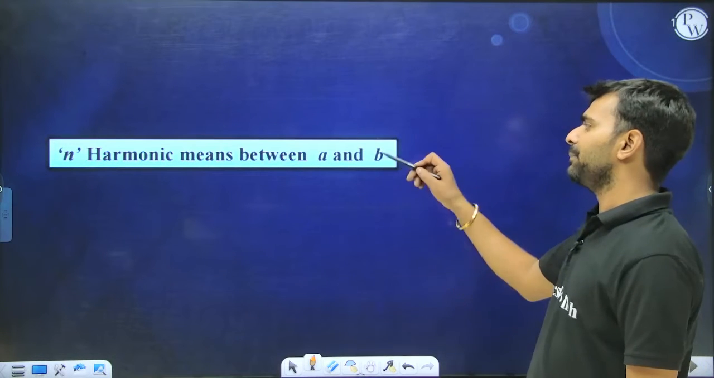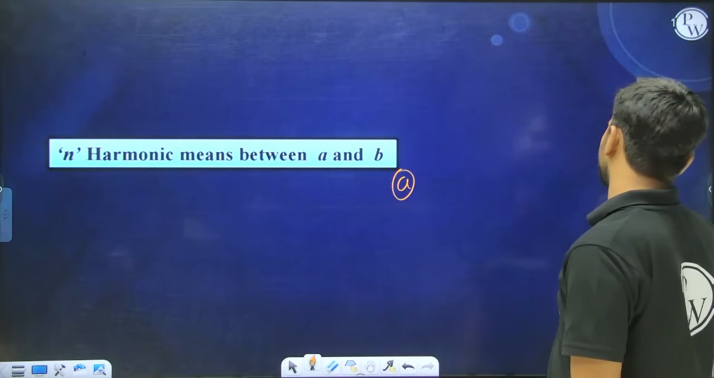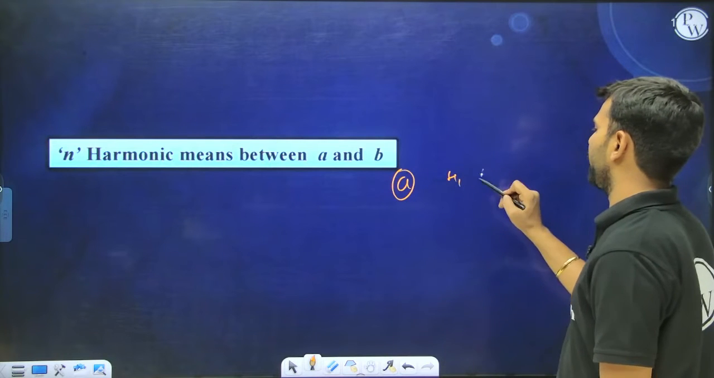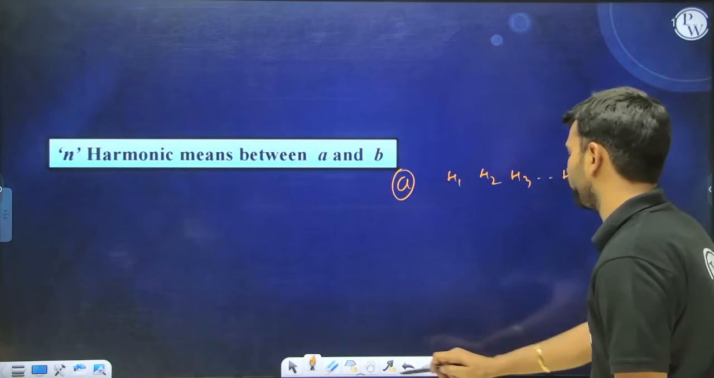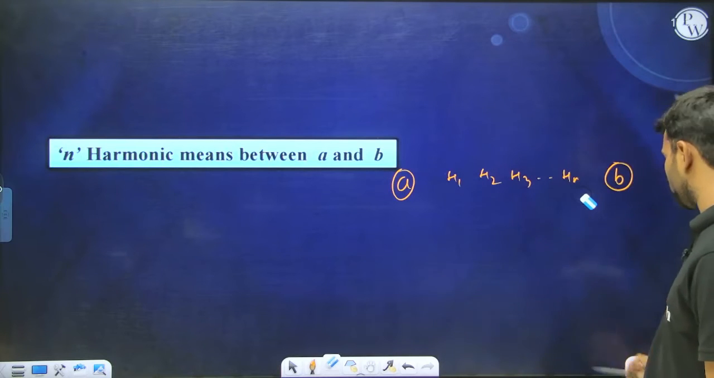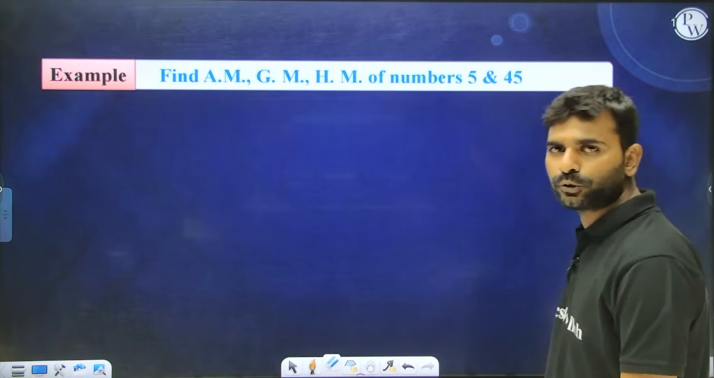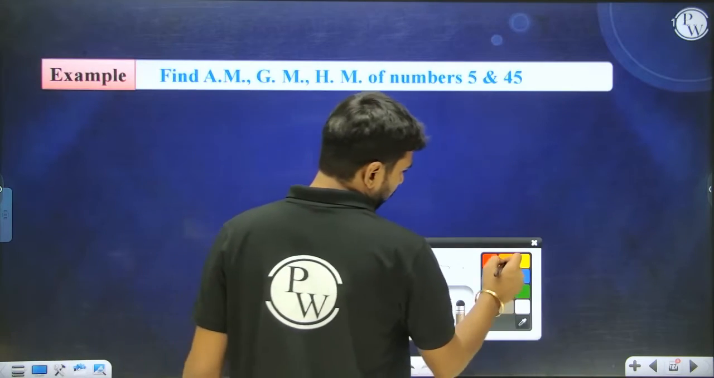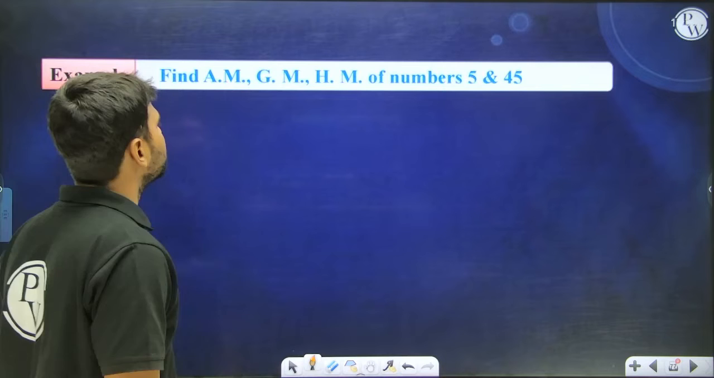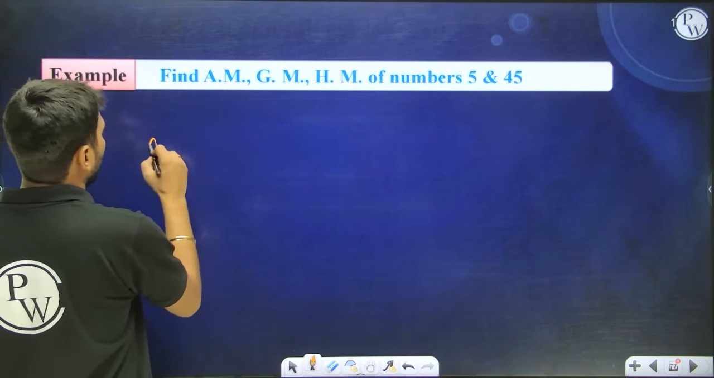Okay, here also the same thing, A and B, H1, H2, H3 are the few harmonic means, H1, H2, H3 till Hn. Then these n plus 2 terms are going to form an HP, that means their reciprocals are going to form an AP, and we have to accordingly solve it as an AP.